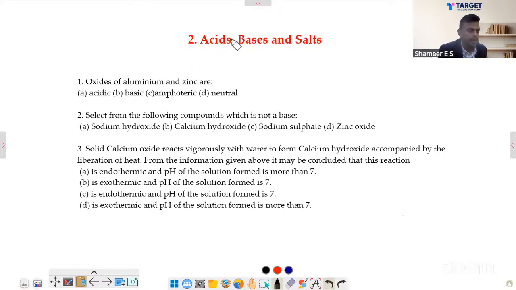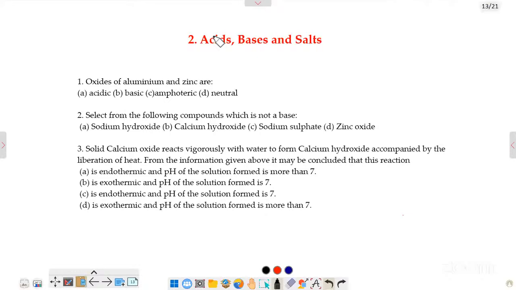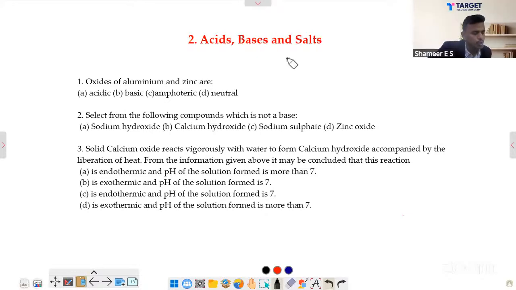Is it acidic, basic, amphoteric, or neutral? Anyone? Amphoteric. Yeah. So you can expect this kind of question. Oxides of aluminium and zinc are amphoteric. Okay, there is no doubt.